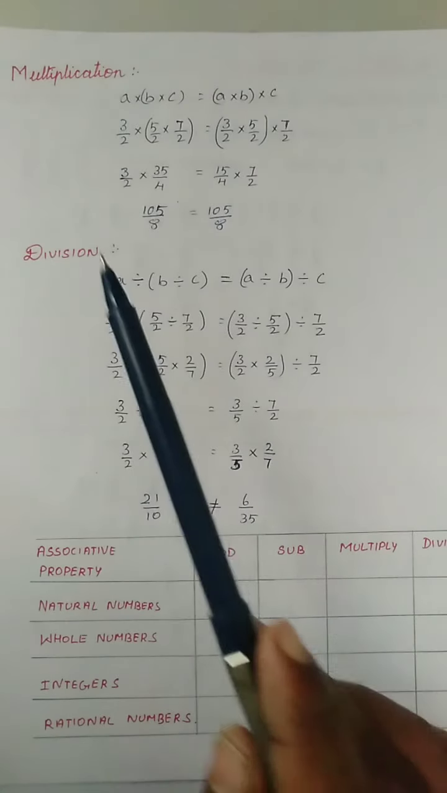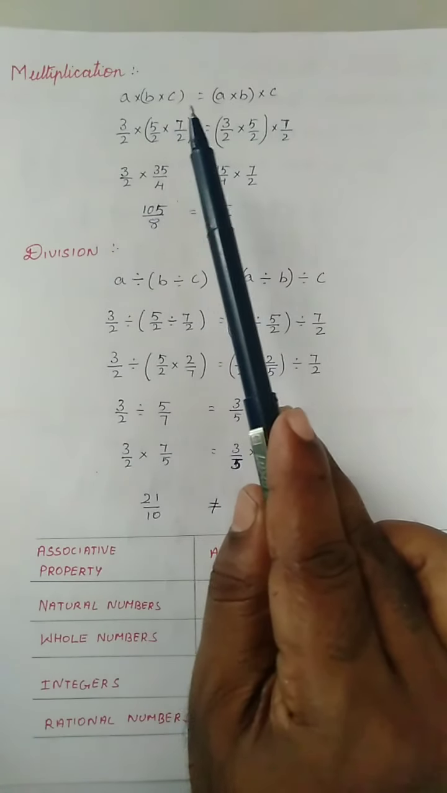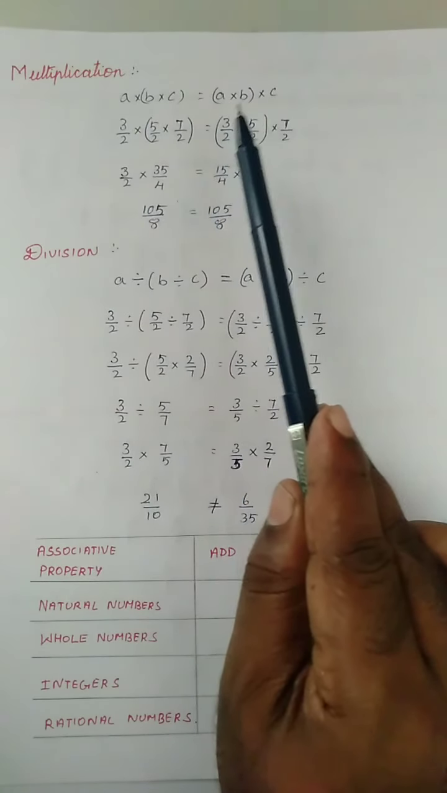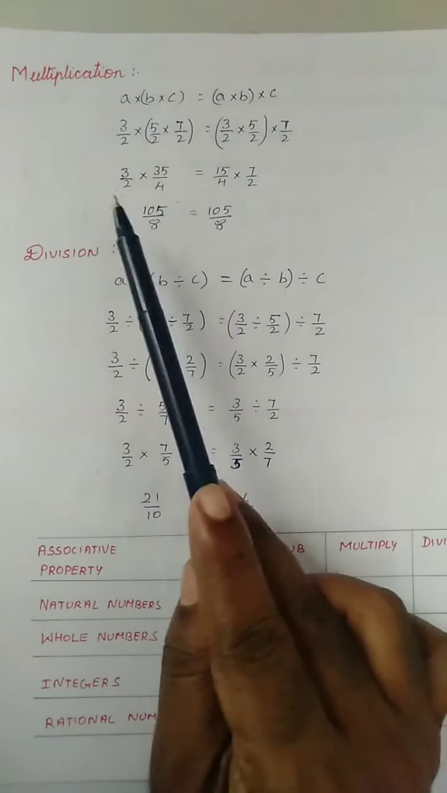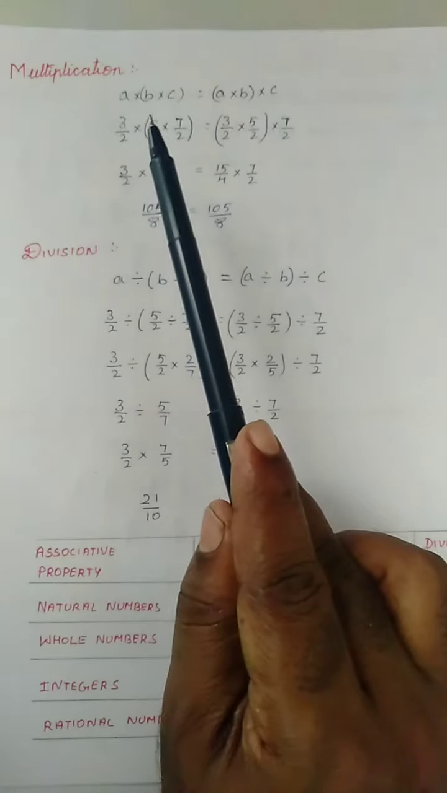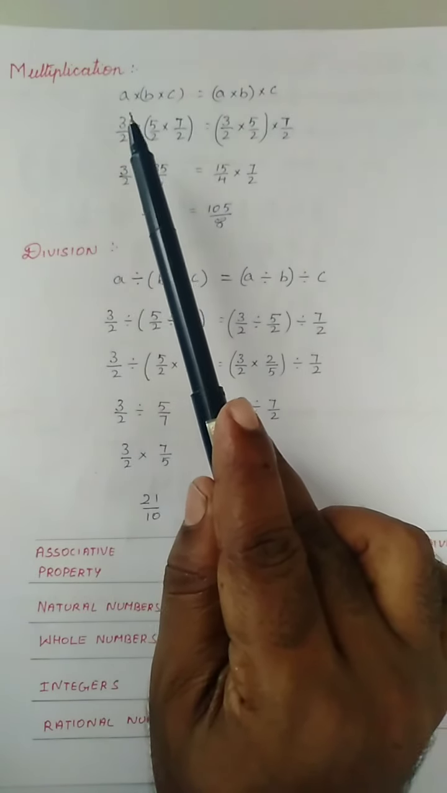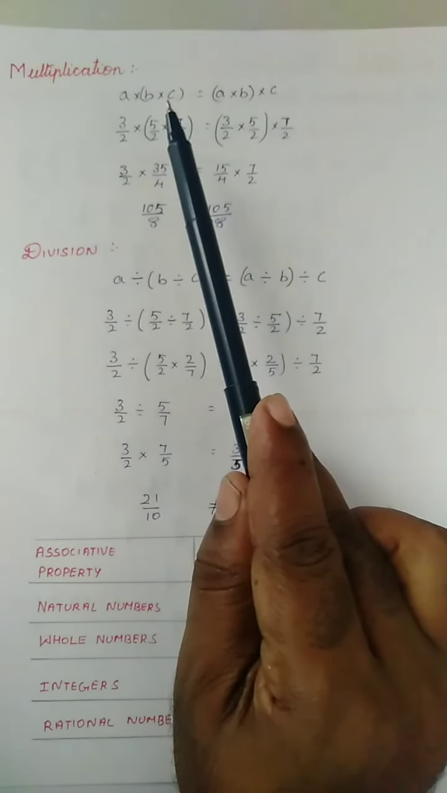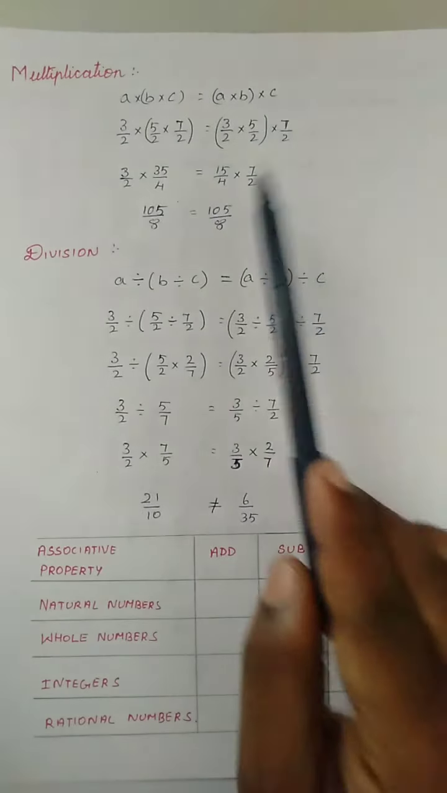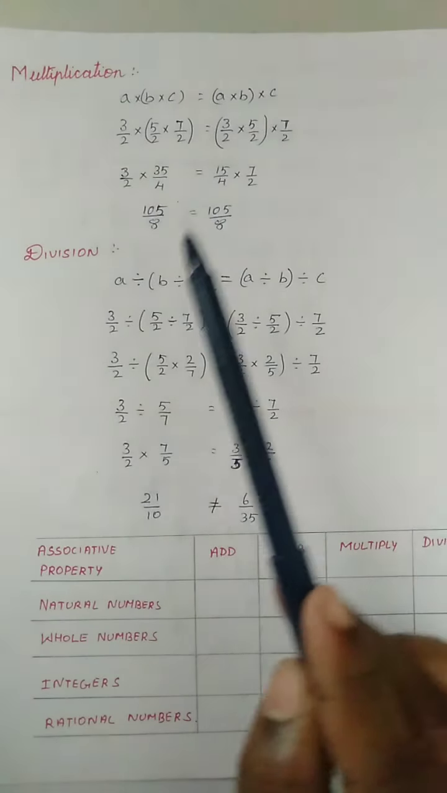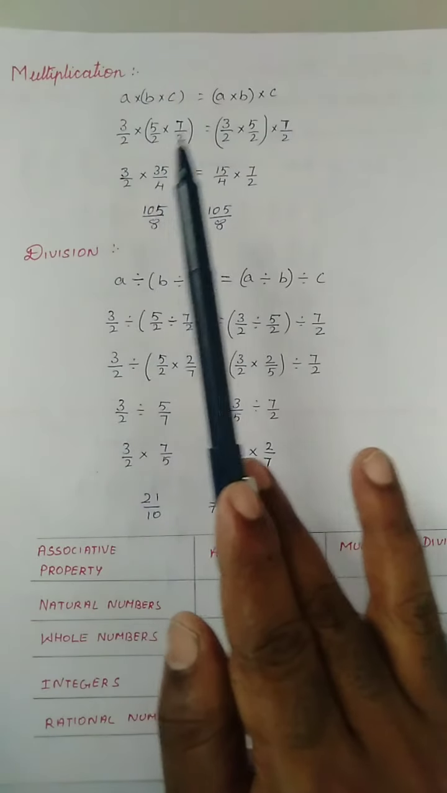Now let us check it for multiplication. A into (B into C) is equal to (A into B) into C. Whenever I read it, I am just giving a pause for the variables which are outside the brackets. A into (B into C) is equal to (A into B) into C. In the same way, substitute the values of A, B, C.